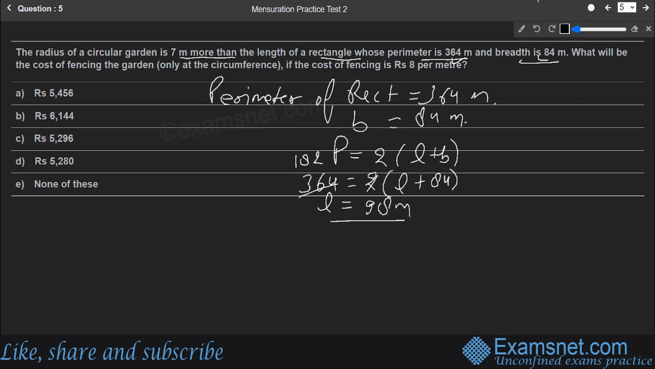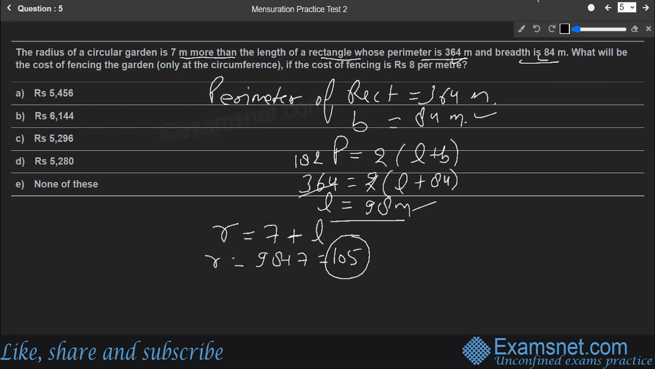So the length of the rectangle has come; breadth is also available, length is also available. Now we can relate to the condition which says that the radius of the garden is 7 meters more than the length. So the radius of the garden is 7 more than the length. This is the condition. So radius is equal to length, 98 plus 7, that is going to be 105. So the radius of the circular garden is 105.